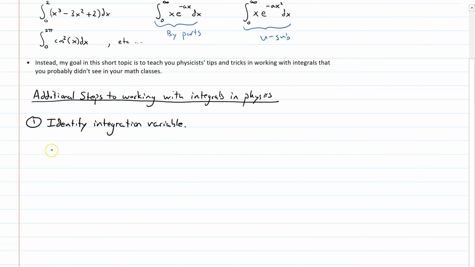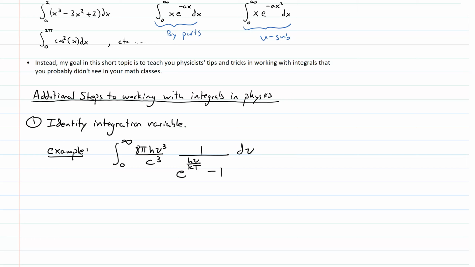So for example, here's an integral that comes from thermal physics. I'm just going to write it down so you can know that this integral is relevant to the real world. And like most things in the real world, it's a little complicated. So there it is. There's an integral. It's got a bunch of different variables in it. And this comes from thermal physics.